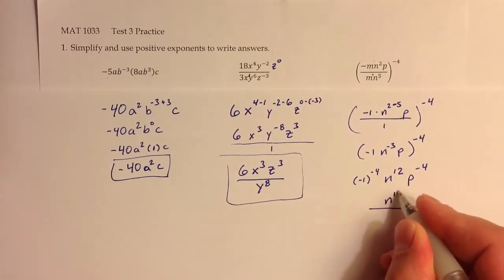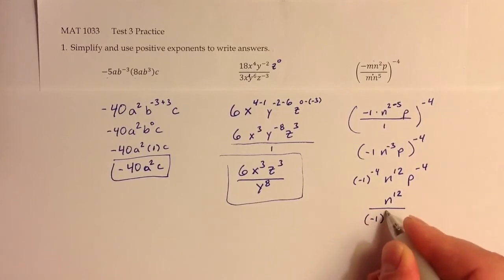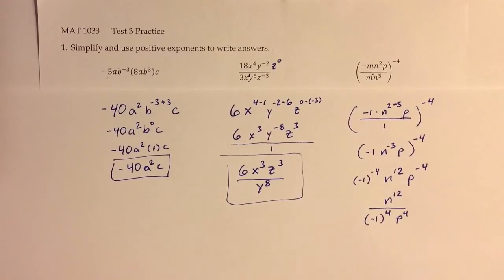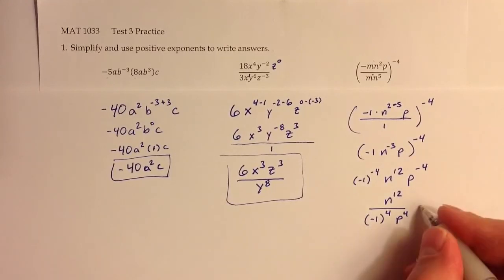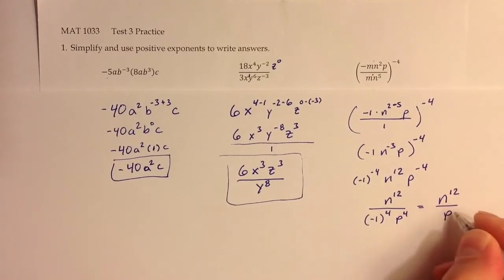N to the positive 12th is going to be in the numerator. I can think of this as negative 1 to the 4th and p to the 4th in the denominator. But because 4 is an even number, multiplying negative 1 with itself 4 times is going to cancel out the negative. Negative 1 times negative 1 is positive 1. And if we do that again, we get another positive 1. And so the simplified form is really just n to the 12th divided by p to the 4th.